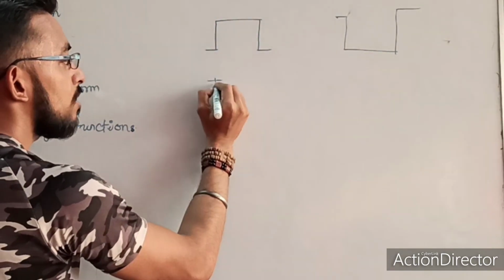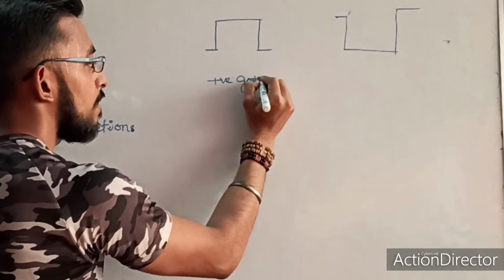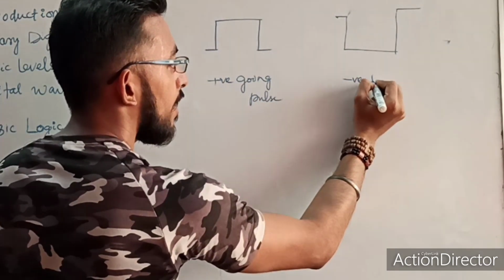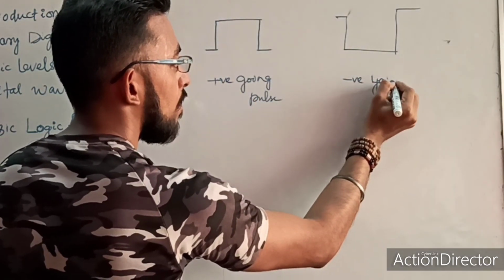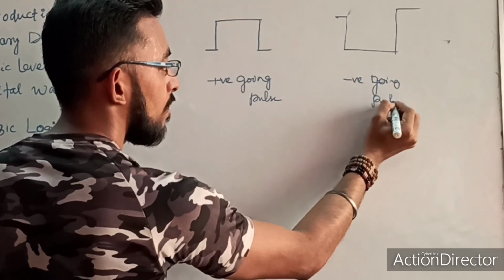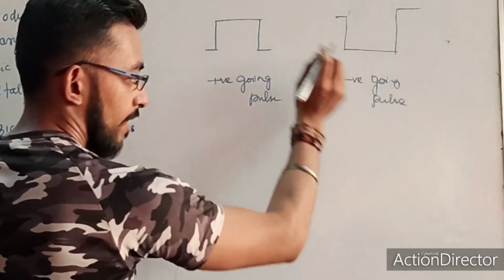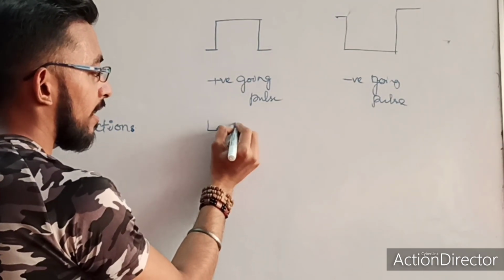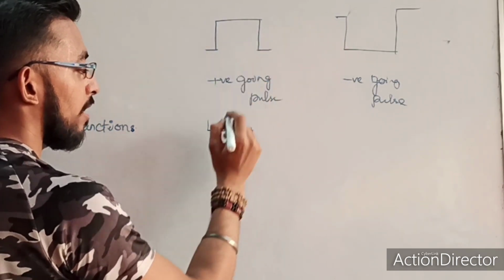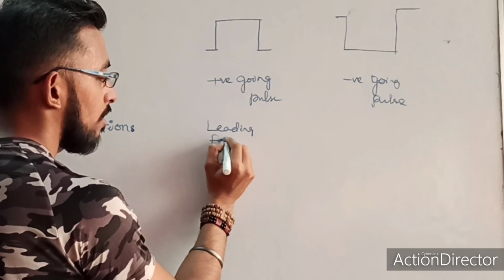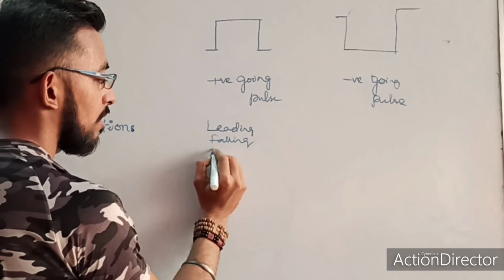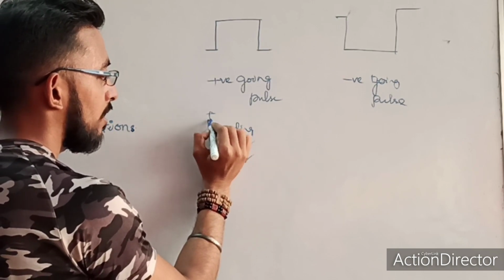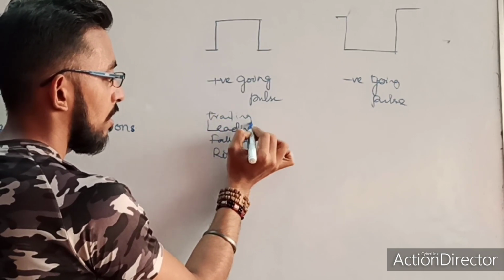Okay, this is called a positive going pulse. This is called a negative going pulse. There are certain terms to remember: one is leading edge, one is falling edge, one is rising edge, and the other is trailing edge. All are edges.